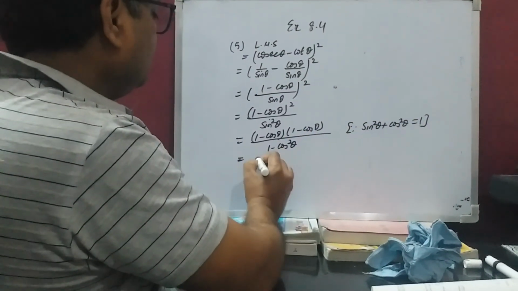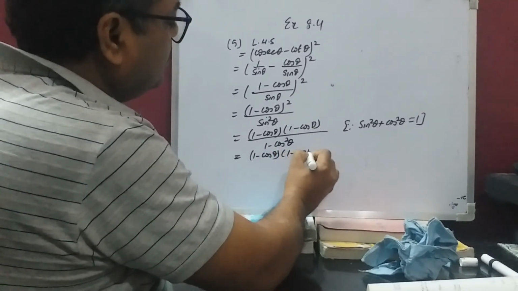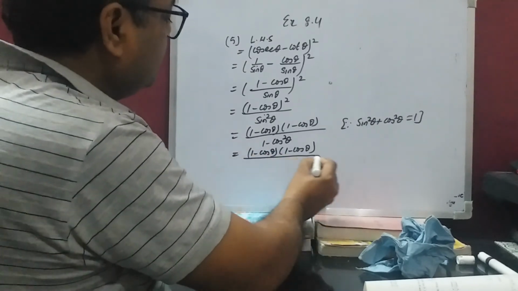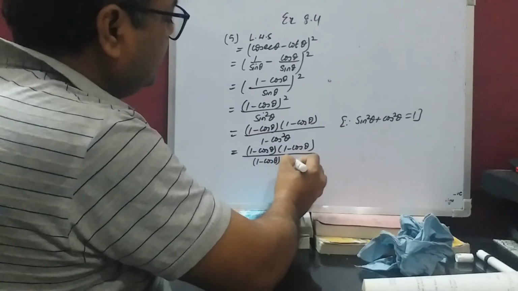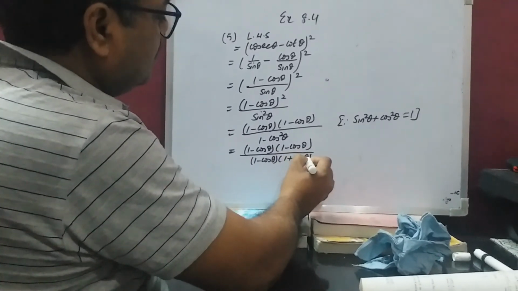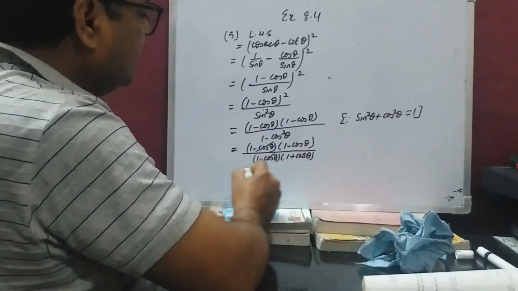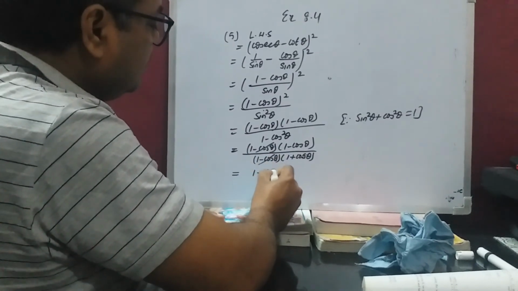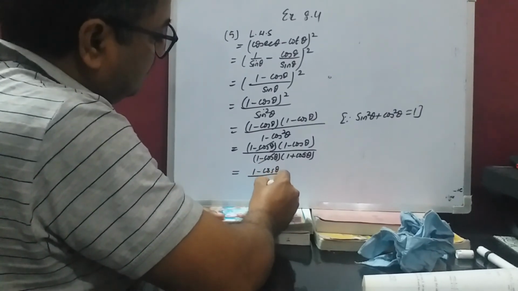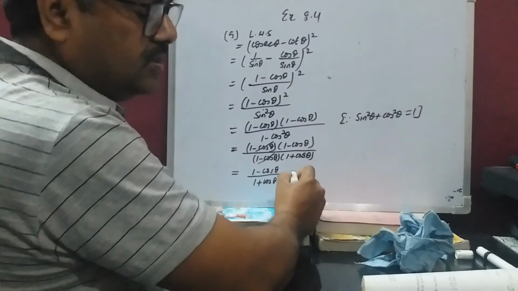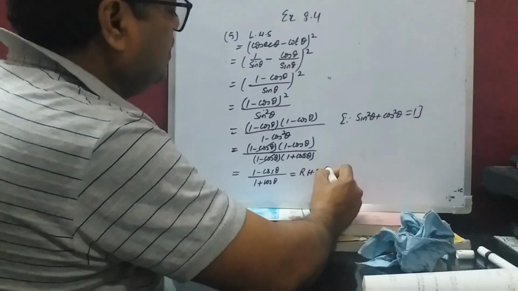Now 1 minus cos theta and 1 minus cos theta, and this is 1 minus cos theta into 1 plus cos theta. This can be cancelled, and the final result is 1 minus cos theta upon 1 plus cos theta. And this is your RHS. Hence proof.